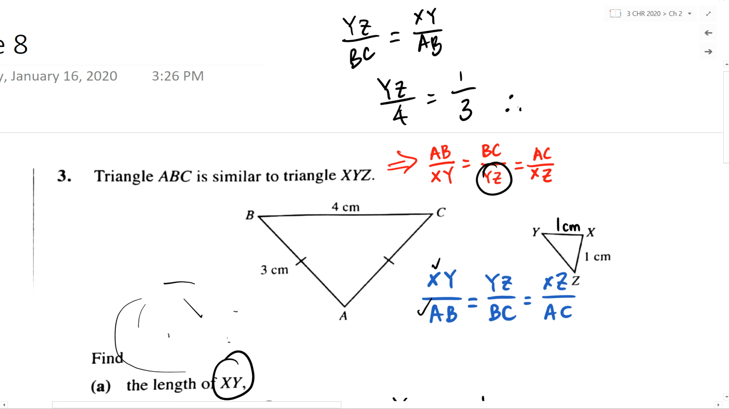Therefore, YZ must be equal to, okay, what's the final answer? What should we do to make YZ the subject? How do I get rid of the divide by 4? Okay, so you got the right answer. The reverse is times 4. So when you multiply by 4 here, then here also multiply by 4, our answer will be 4 over 3 cm. So that's the answer for part B.